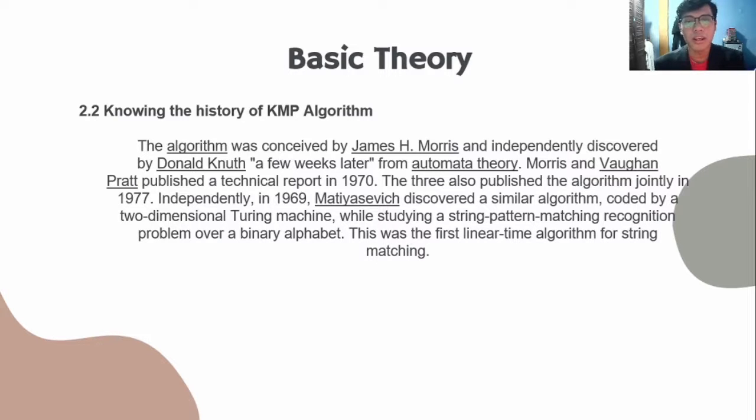Independently in 1969, Matiasevich discovered a similar algorithm coded by a two-dimensional Turing machine while studying a string pattern matching recognition problem over a binary alphabet, and this was the first linear time algorithm for string matching.